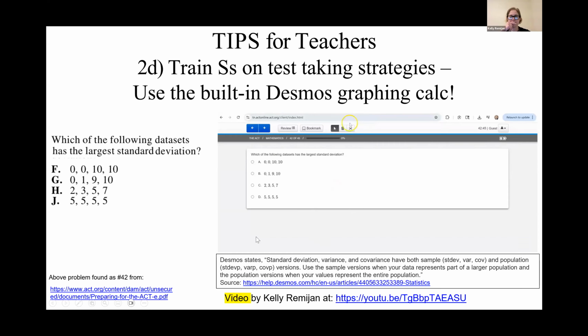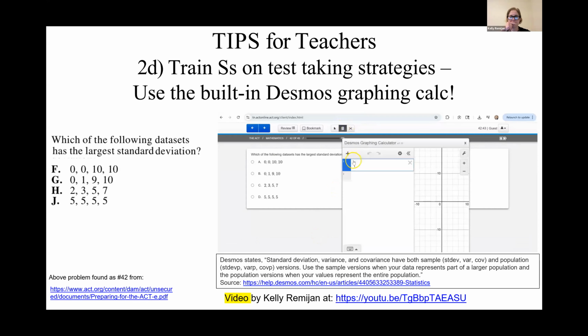To find standard deviation, I'm just going to use the Desmos calculator, and I'm going to do the standard deviation of this population, and I'm going to put the data for each set in a set of parentheses. Now, when I do that, it gives me the standard deviation for this population, and what I can do is copy, and I can do the next 3 as well.